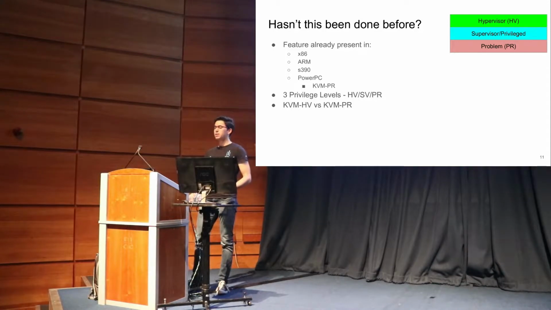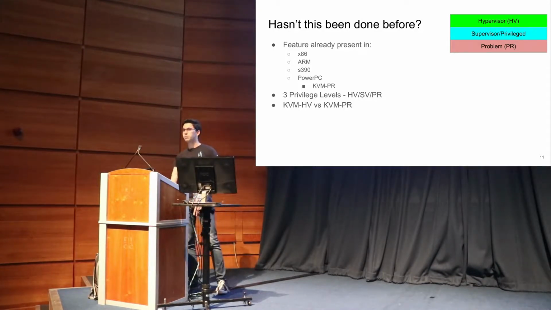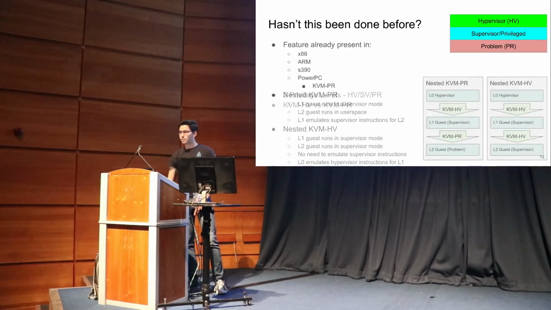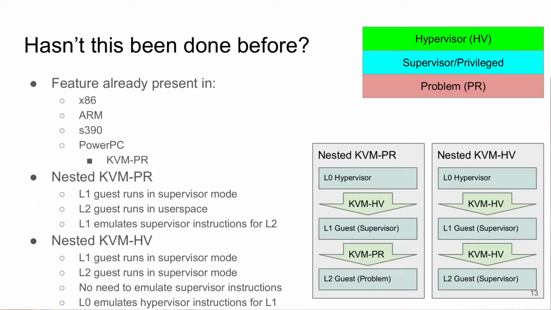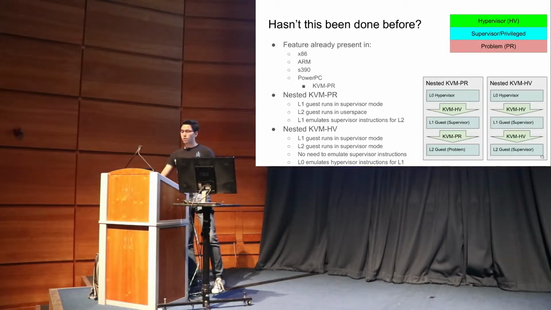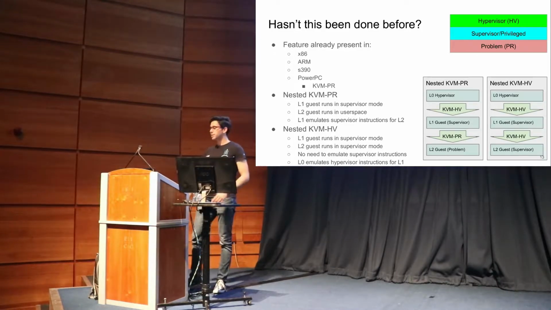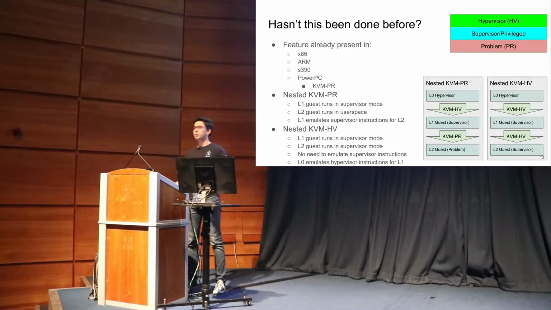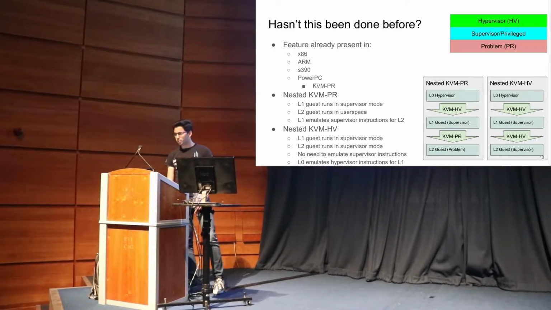So back to this KVM-HV and PR. With KVM-HV, your guest is running in privileged or supervisor state, and then KVM-PR runs your guest operating system in problem state. So when I talk about nested KVM-PR, that's your level 1 guest in the supervisor state and level 2 guest in problem state. And level 1 has to emulate supervisor instructions for level 2. So I'm going to introduce this idea of nested KVM-HV, and that's what I'm going to be referring to as nested KVM for the rest of the talk.